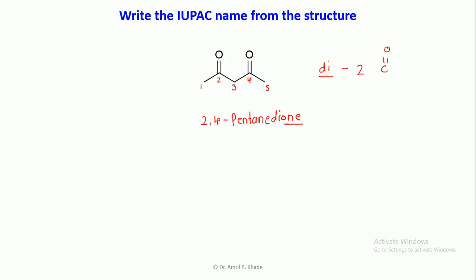Okay, you can also write in the other way. You can write as pentane dash 2,4 dione. Okay, so this is also correct, even this is also correct. Alright, now let's see the other example.